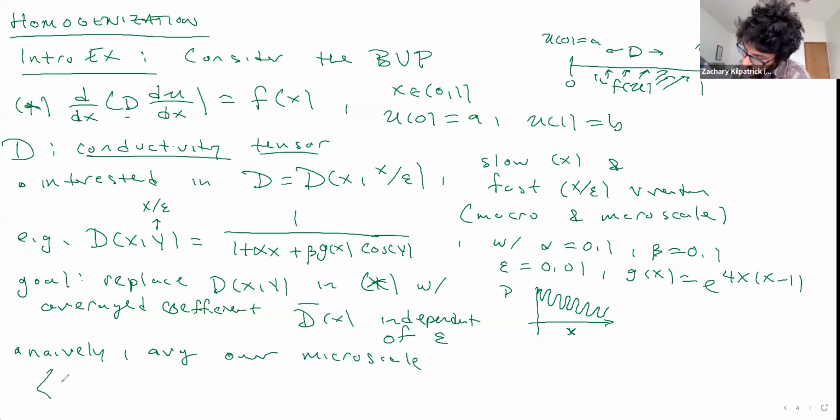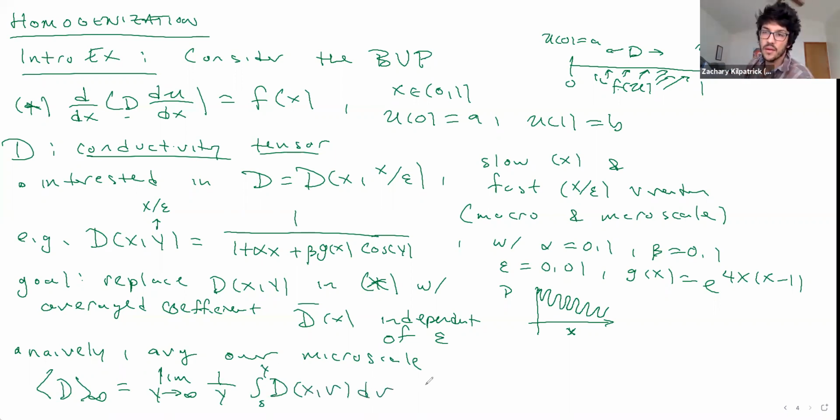and say, I'm going to say that D infinity, this is going to be my averaged diffusion, is going to be the limit as y goes to infinity of 1 over y, the integral from 0 to y of D of x, r dr. Okay, so treat this y like a separate variable, and just take the average over that.